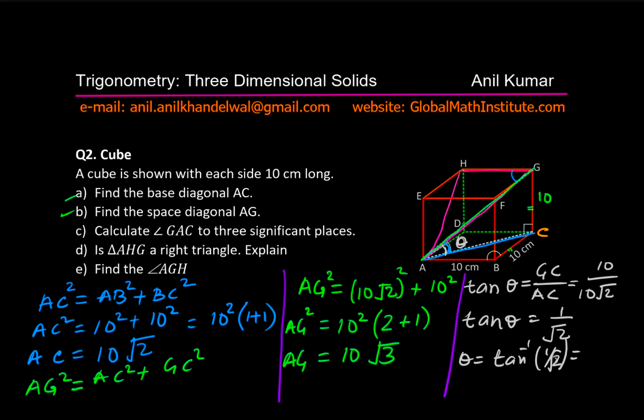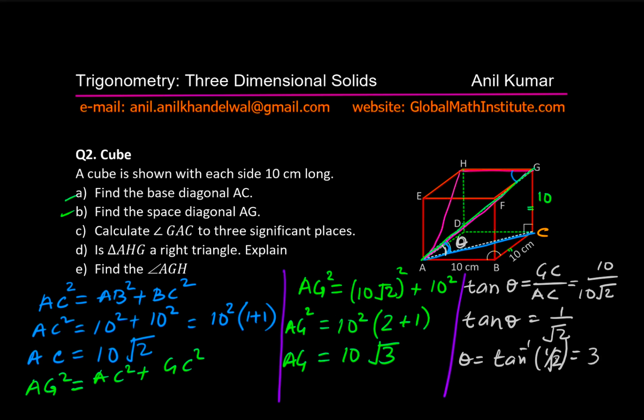Correct? So let's use the calculator to find this angle. We'll find it in degrees. So we'll do shift tan inverse of 1 divided by square root 2, and that is equal to 35.26.